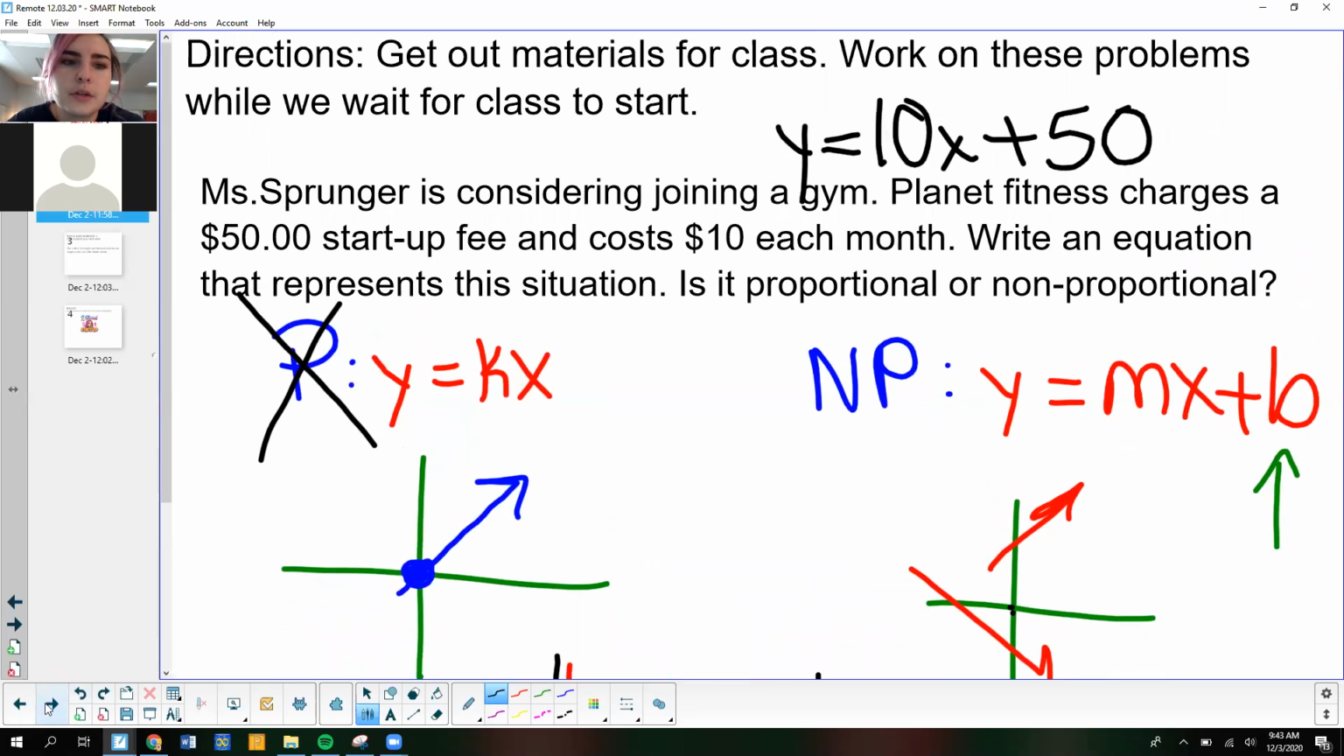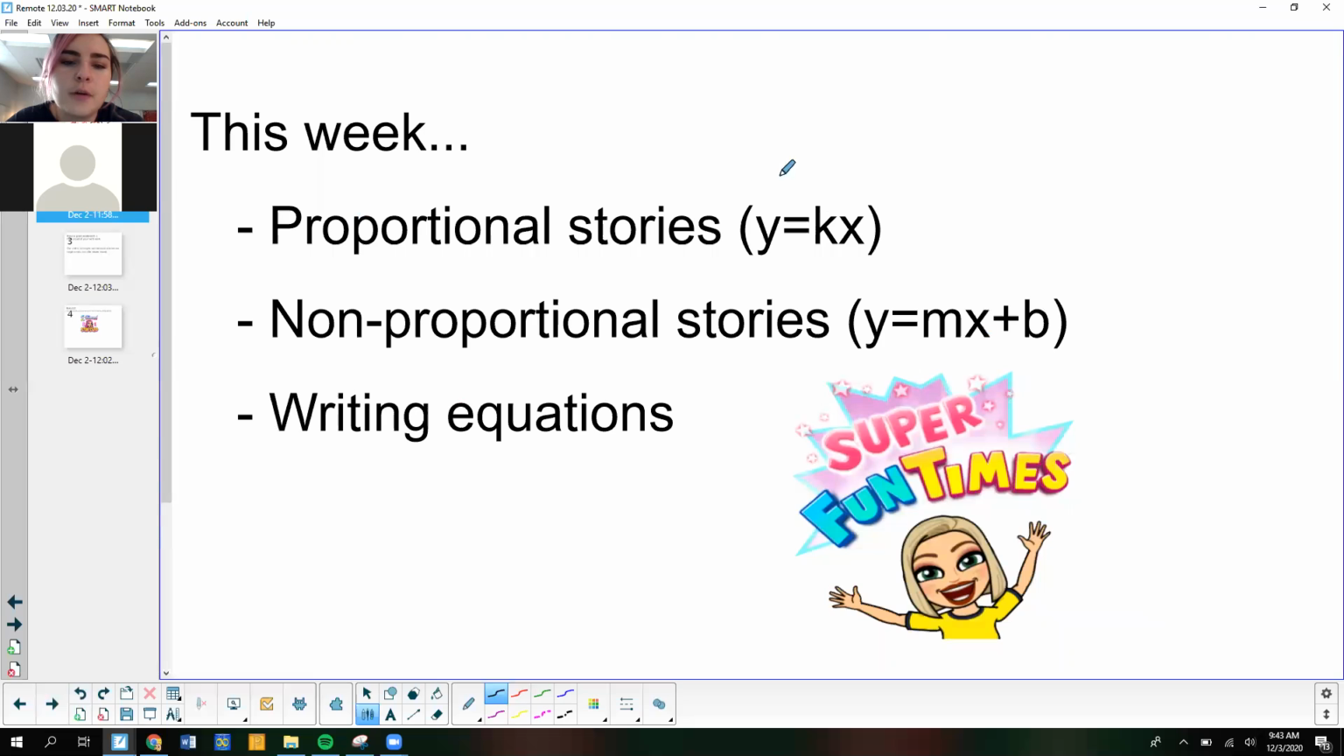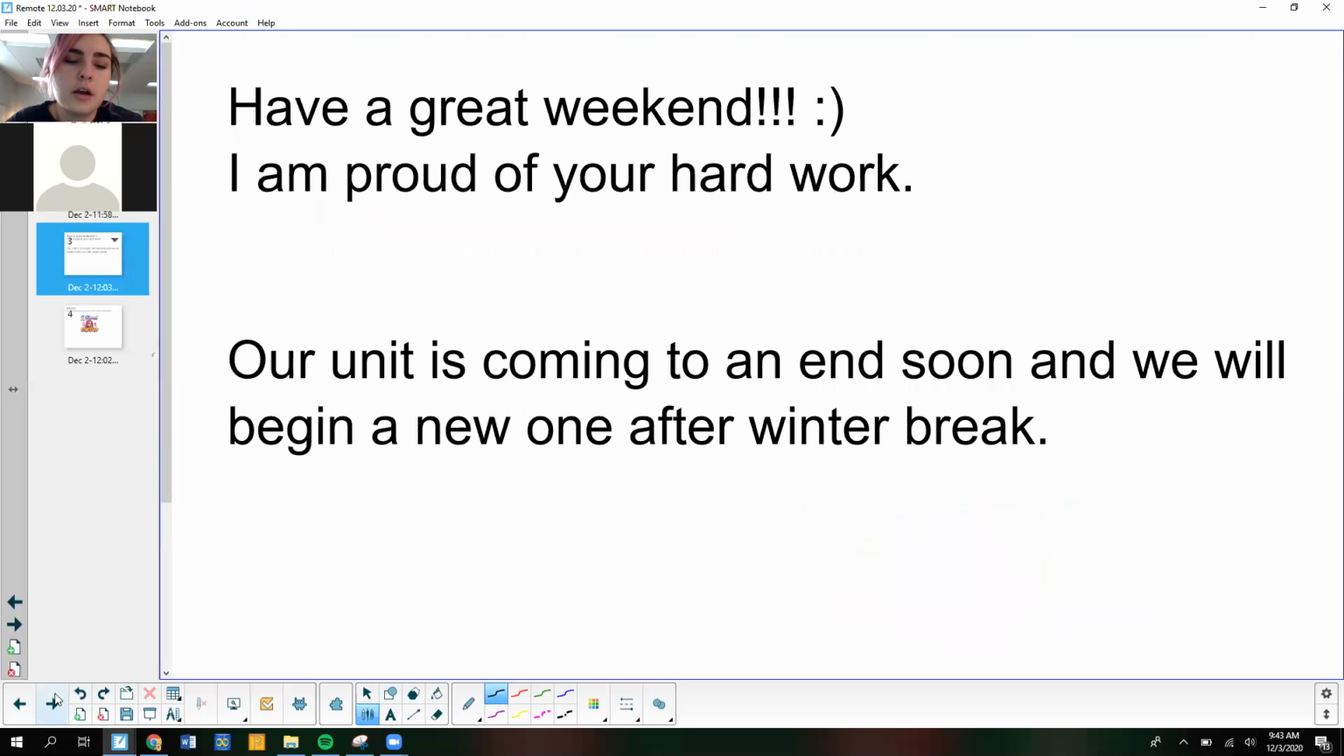All right. So this week we've talked about proportional stories, non-proportional stories, again, y equals kx versus y equals mx plus b. And we've also practiced writing equations from situations. I've had a good time teaching this week. I have enjoyed going through real world scenarios and how we would use the math that we've learned to apply it in a real world situation. So I've enjoyed it for sure. So I want you guys to have a great weekend. I'm proud of all your hard work this week.